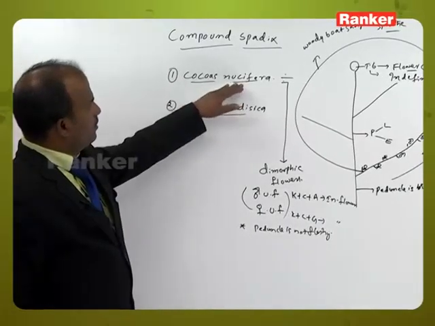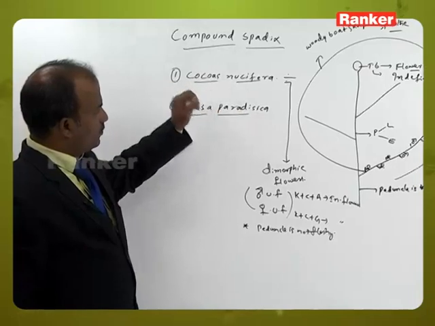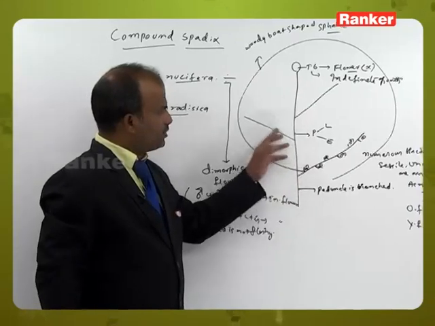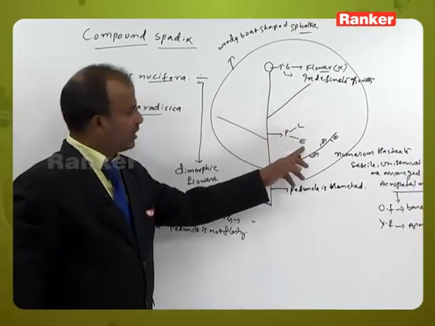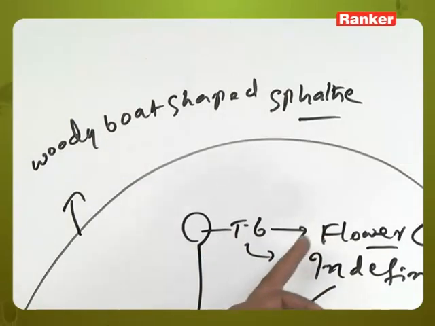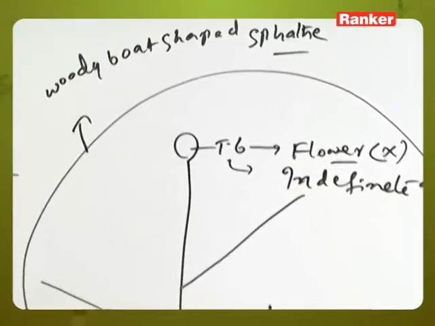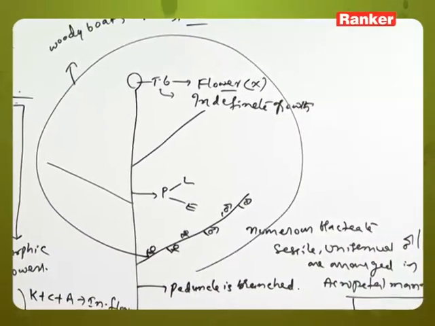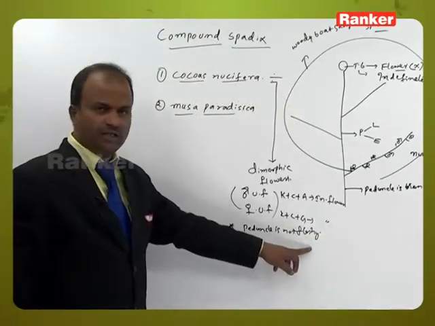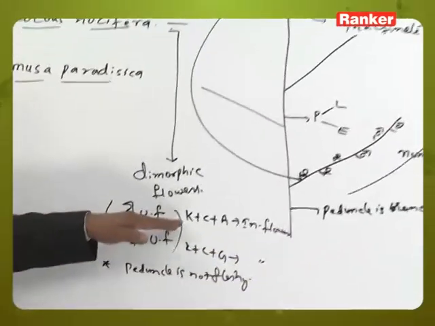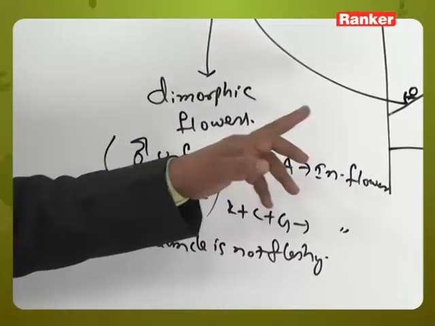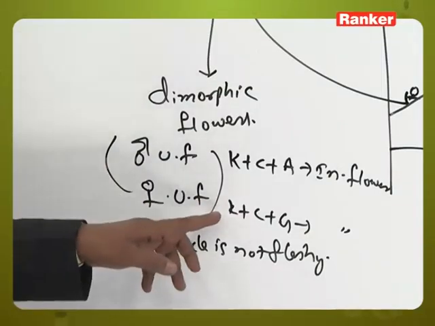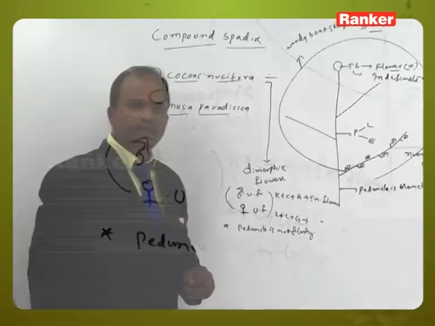Once again I am explaining. Compound Spadix, one example, Cocos nucifera. Here the peduncle is branched as it is compound, and the peduncle is long and elongated. The terminal bud does not terminate into a flower, so it shows indefinite growth. Each branch shows dimorphic flowers, and the peduncle is not fleshy. The male unisexual flower shows calyx, corolla, androecium, so it is an incomplete flower. The female unisexual flower shows calyx, corolla, gynoecium. It is also an incomplete flower.